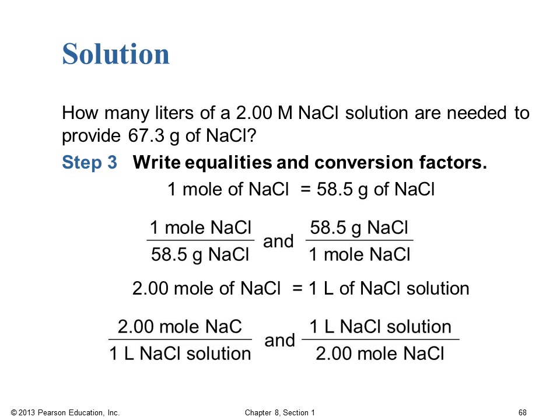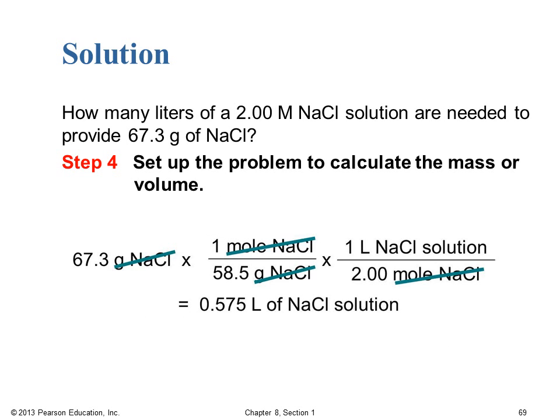So we use our periodic table to find the molar mass of NaCl, and we find it to be 58.5 grams per mole. And then the other equality that we'll have to use is that a 2.0 molar solution means that we have 2 moles of NaCl per 1 liter of solution. So then we can set it up. We know we want to be left with liters of solution. You can break this up into 2 steps, and that's how I typically do it. But here it's done in 1 step.